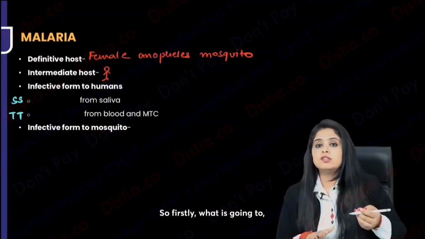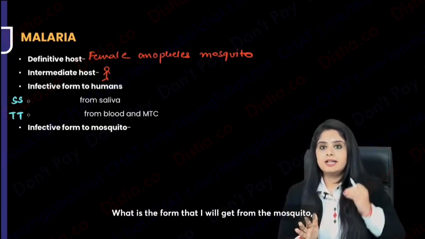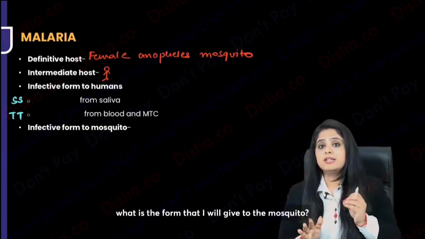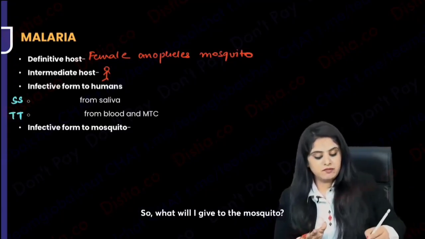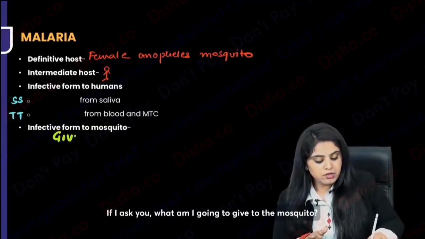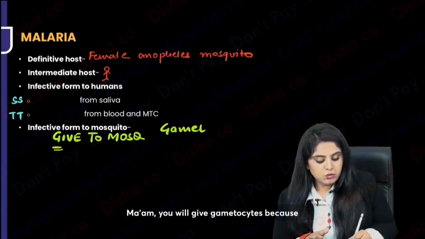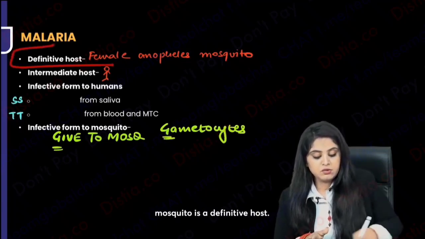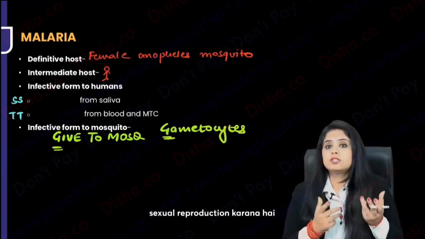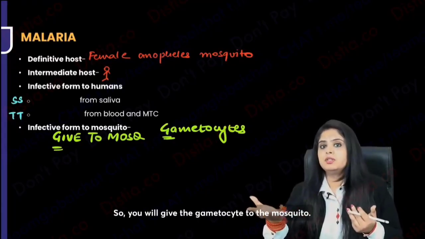So firstly, if I am a human being, what is the form that I'll get from the mosquito? What is the form that I'll give to the mosquito? So what will I give to the mosquito? You are going to say give matlab gametocytes. Ma'am, you will give gametocytes because mosquito is a definitive host. Mosquito को वो पूरा sexual reproduction कराना है male female gametocytes से. So you will give the gametocyte to the mosquito.